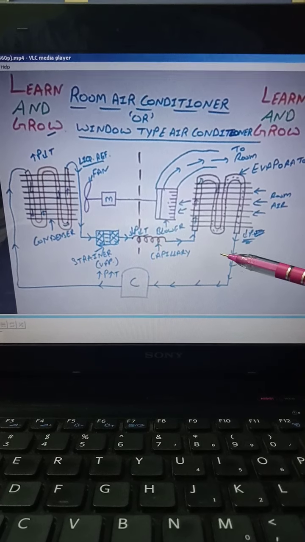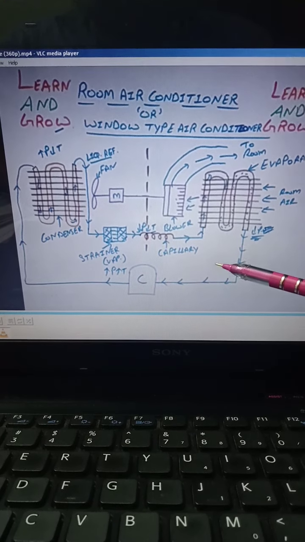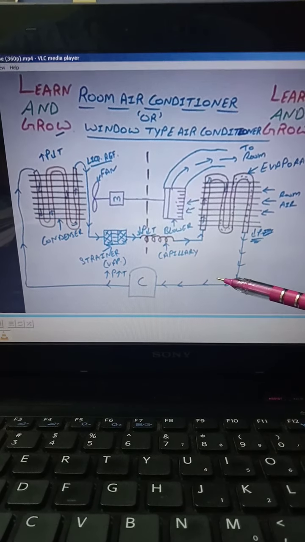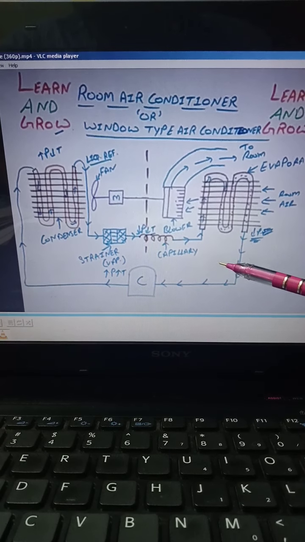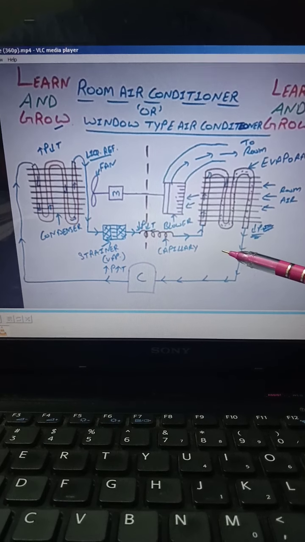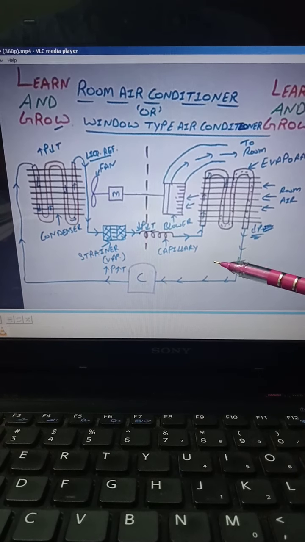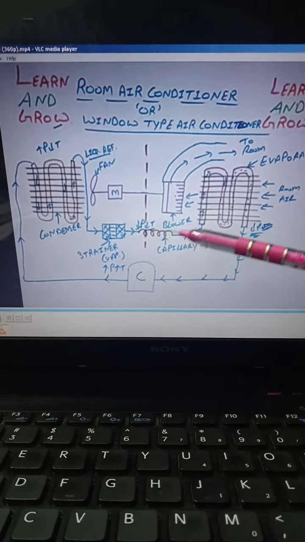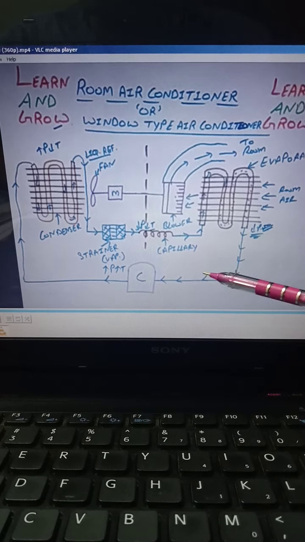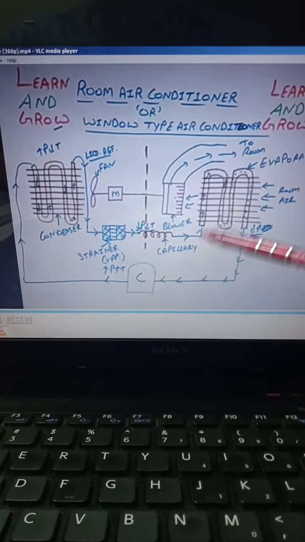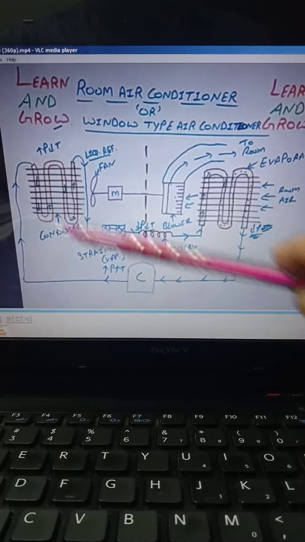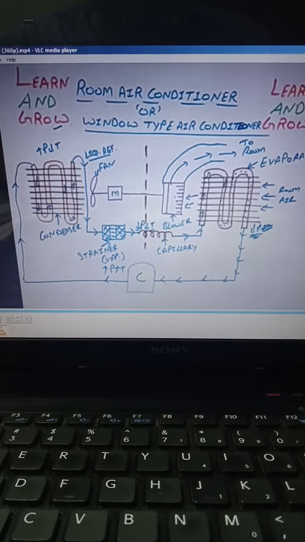Now looking into the refrigerant, there are various types of refrigerants used. One is ammonia, carbon dioxide, sulfur dioxide, methyl chloride, and freon. In that we have R12 and R22. So these refrigerants flow through the pipelines, which we call a hydraulic circuit overall.